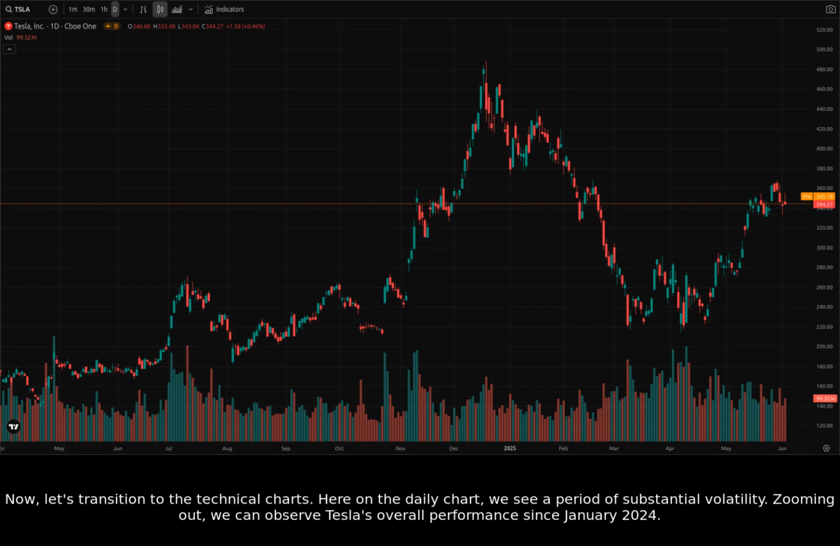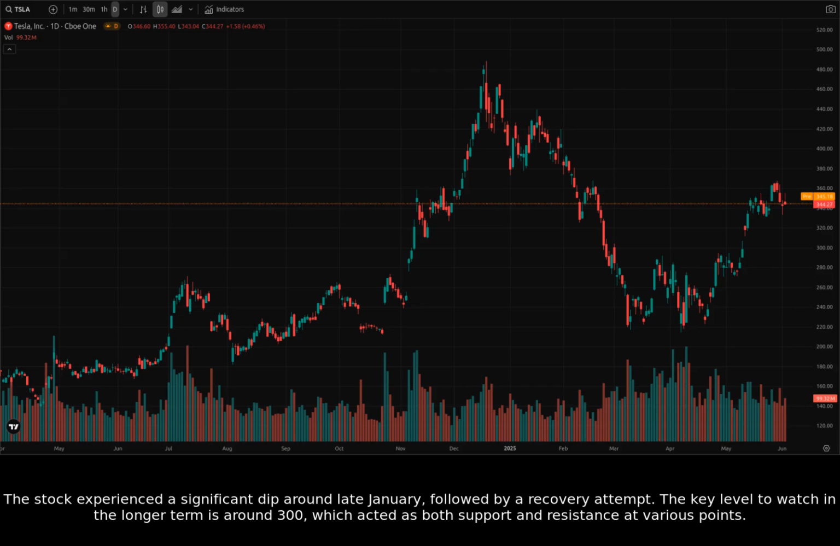Here on the daily chart, we see a period of substantial volatility. Zooming out, we can observe Tesla's overall performance since January 2024. The stock experienced a significant dip around late January, followed by a recovery attempt.